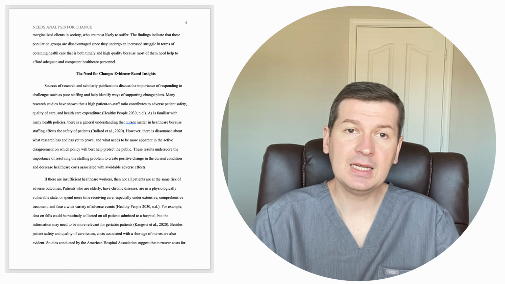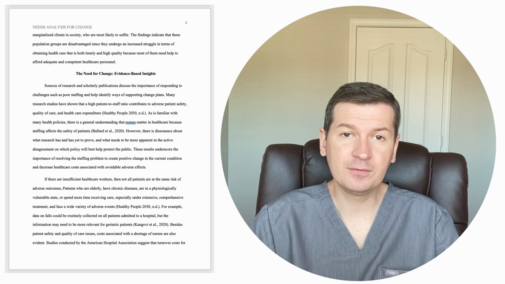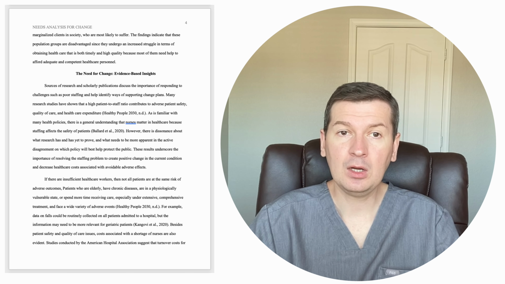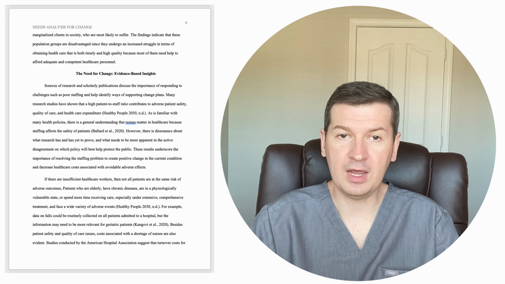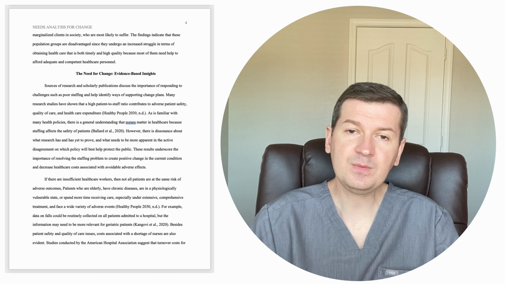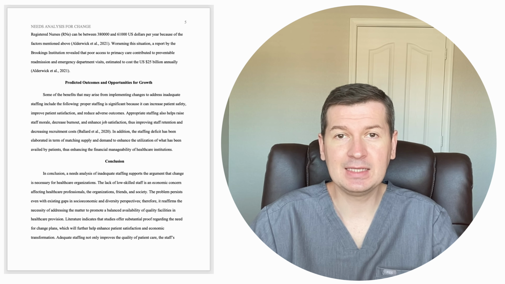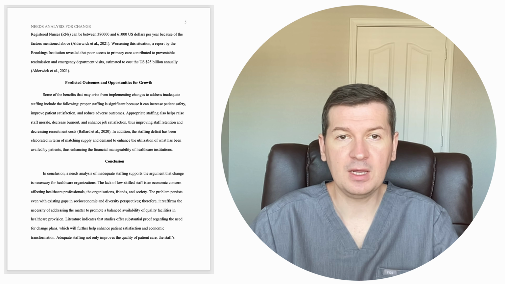For example, data on falls could be routinely collected on all patients admitted to a hospital, but the information may need to be more relevant for geriatric patients. Kanganovi et al. 2020. Besides patient safety and quality of care issues, costs associated with a shortage of nurses are also evident. Studies conducted by the American Hospital Association suggest that turnover costs for registered nurses, RNs, can be between $380,000 and $601,000 US dollars per year because of the factors mentioned above.